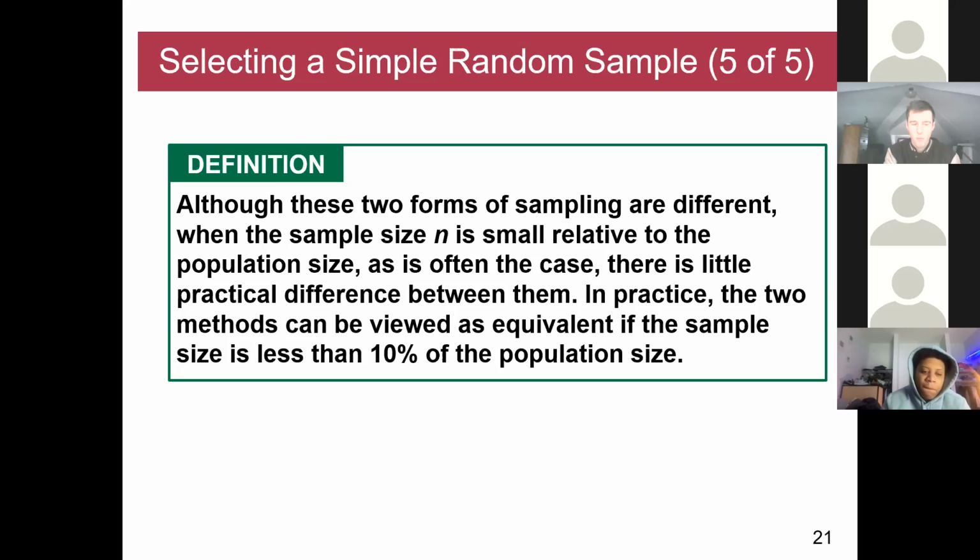So we want to make sure that the sample size is small relative to the population size, and that means the probability of being selected doesn't change very much when a person is selected in the sample. Any questions about that? Because that's kind of an important part of this idea of sampling.